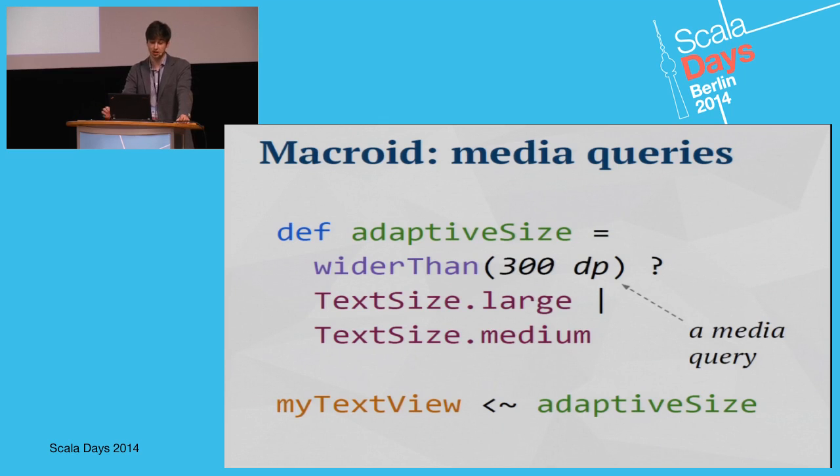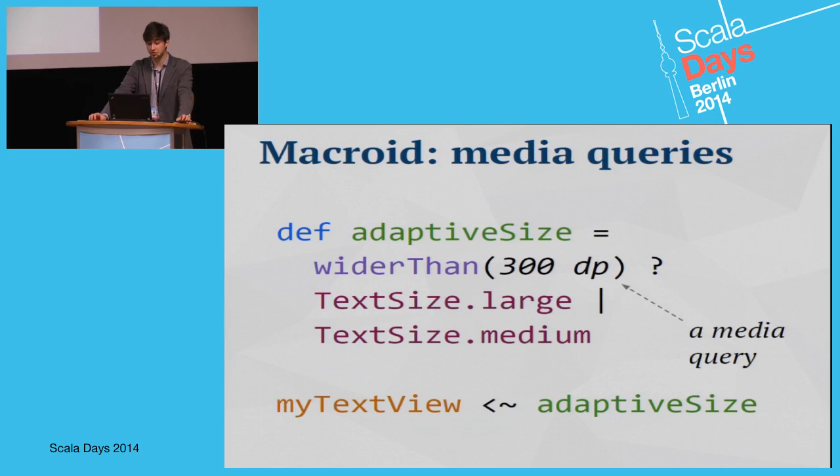So for example, adaptive size is a tweak which changes the text size depending on the screen size. If the screen is wider than 300 device pixels, we have a large text size, and if it's not, we have a medium text size. Yes? Well, actually, when you rotate your phone, your activity is created again. So this would happen, yes.